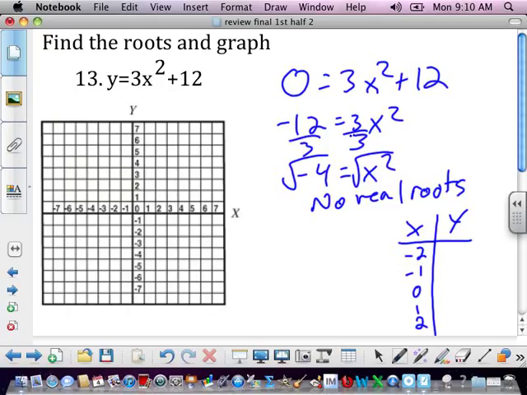So we're going to go 3 parentheses, -2 in parentheses squared plus 12. Just stick it in your calculator, we get 24. We're going to do the same thing with -1. 3 parentheses, -1 squared, we get 15. Then we're going to do the same thing with 0. Get 12. We're going to do the same thing with +1.